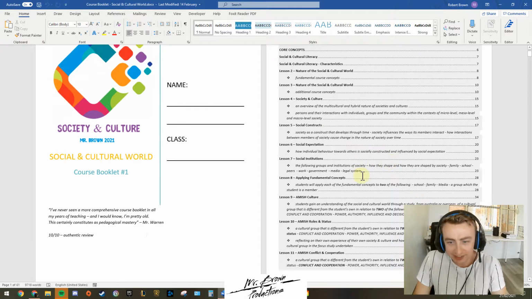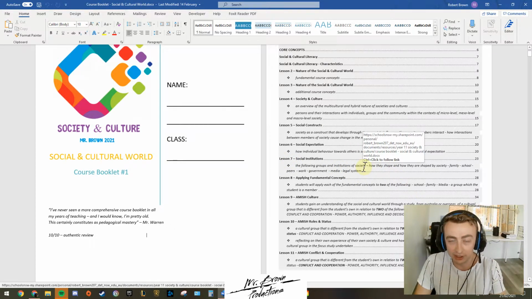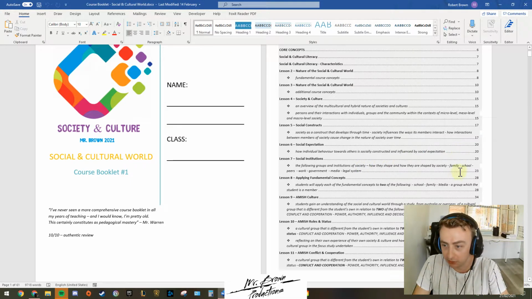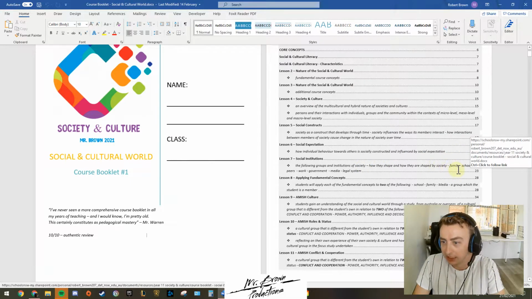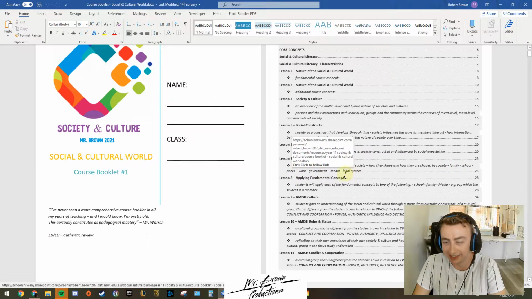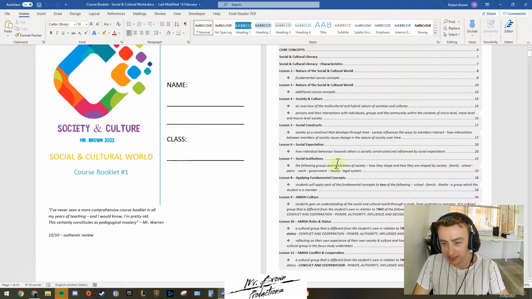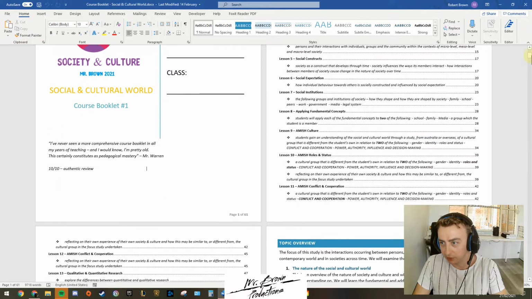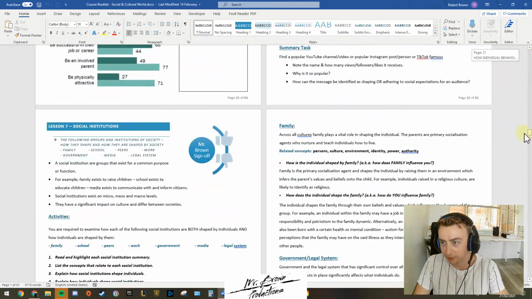So what we're going to look at today are all the different social institutions that shape society, and we're going to learn how we both simultaneously shape them and how they shape us at the same time. So we're going to break it down into groups: family, school, peers, work, government, media, and the legal system. Make sure that you highlight and date lesson 7 here, on page 23, and we'll get started.